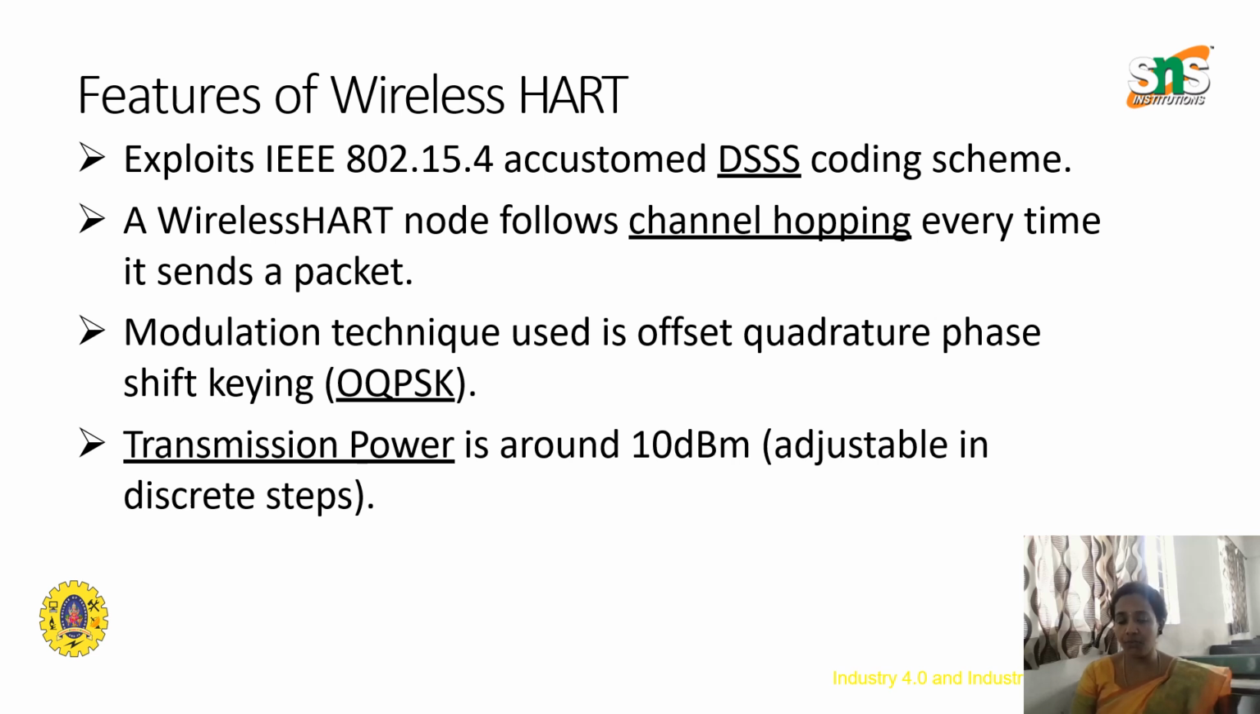The main features of this wireless HART: it exploits the IEEE accustomed direct sequence spread spectrum coding scheme to reduce distortion and to increase modulation. This wireless HART node usually follows channel hopping every time it sends a packet, in order to send the data in a sequential manner and also to reduce the loss of packets, addition of packets, insertion of data in the packets.